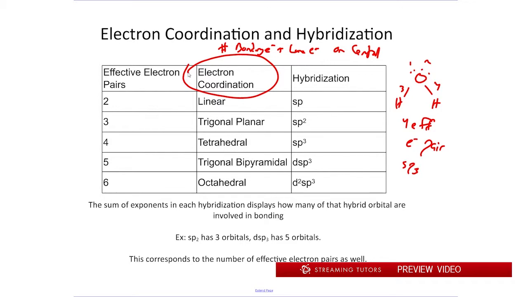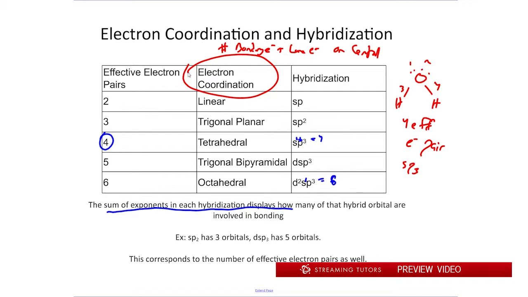Okay, so the important thing then is we can see that the hybridization, the sum of the exponents, is going to equal how many effective electron pairs there are. So for example, in sp3, we have 4 electron pairs, and we have a 1 over here, plus that 3 means 4. So the sum of the exponents in each hybridization displays how many are involved in bonding. And we see the relationship between that in this table here. We could also look at, for 6 effective electron pairs, we'd have d2 plus 1s plus 3p would give us a total of 6. So you're just adding up the exponents like that.